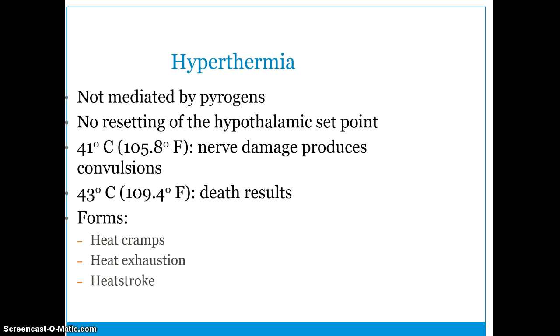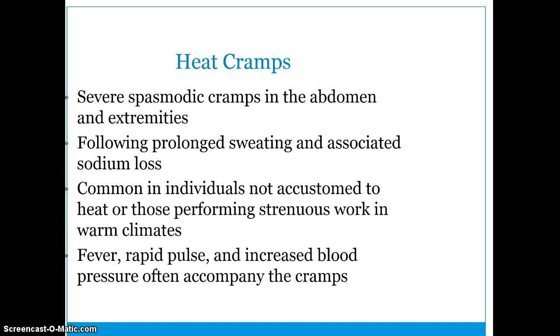So there are different types of hyperthermia. You have your heat cramps, heat exhaustion, and heat stroke. Heat cramps are severe spasmodic cramps in the abdomen and extremities following prolonged sweating and losing their sodium. It is common in individuals not accustomed to heat and those performing strenuous work in warm climates.